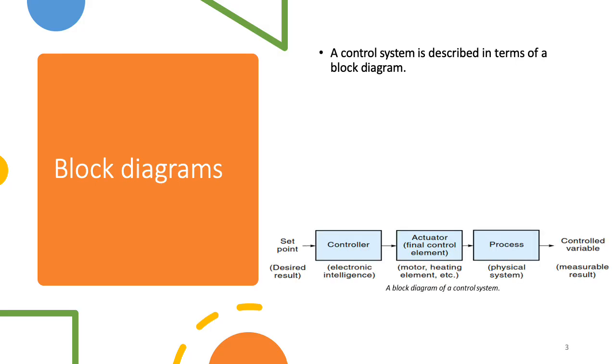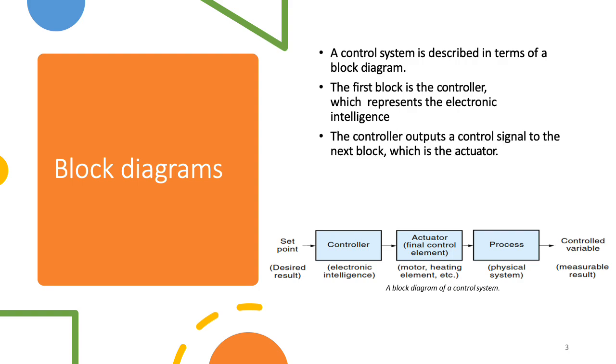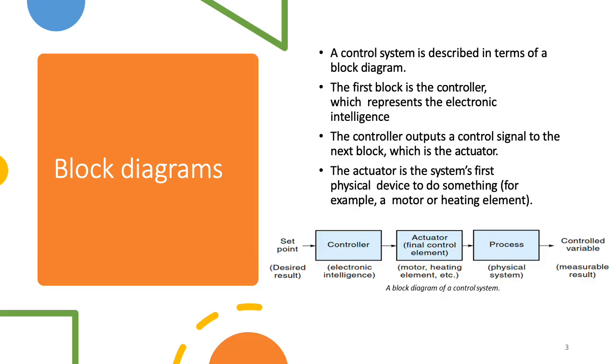A control system is described in terms of a block diagram. The first block is the controller, which represents the electronic intelligence. The controller outputs a control signal to the next block, which is the actuator. The actuator is the system's first physical device to do something, for example, a motor or heating element.